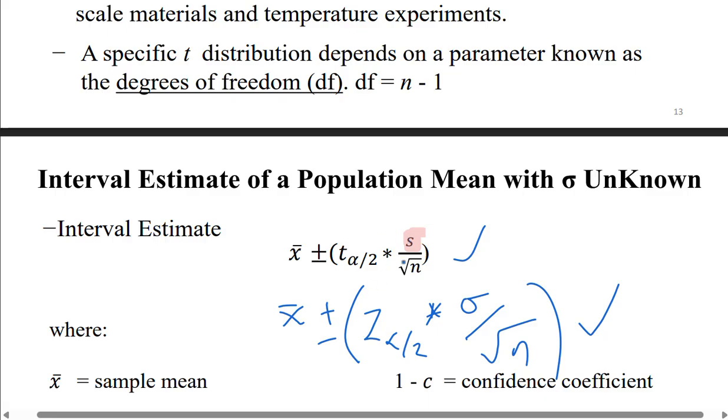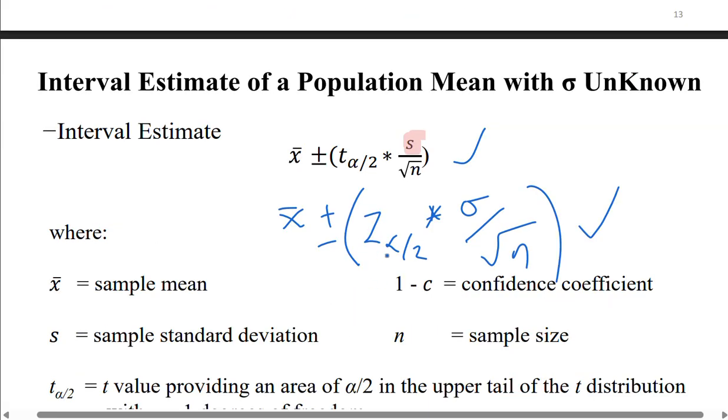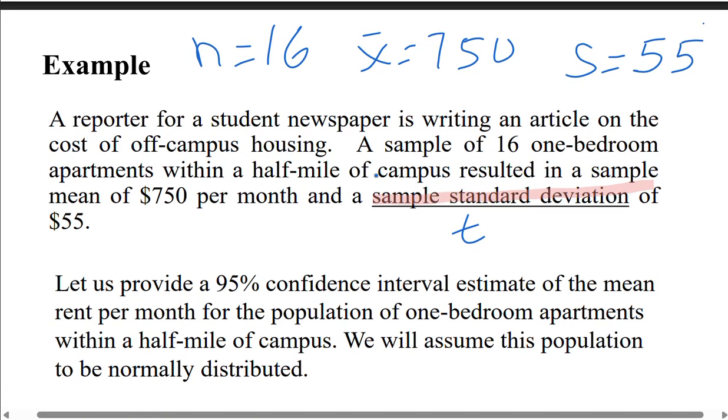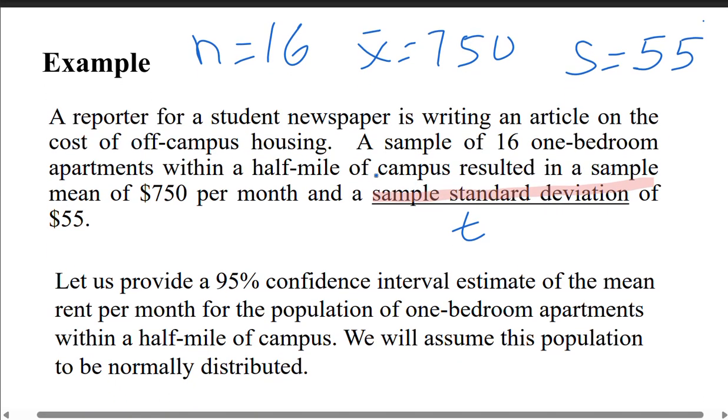You see, when we know the population standard deviation, a z critical value is used. But when the population standard deviation is unknown, we use our sample standard deviation. However, it becomes a t distribution. Let's take a look at an example on how to calculate a confidence interval estimate when the population standard deviation is unknown.